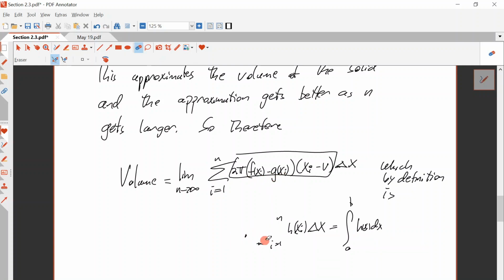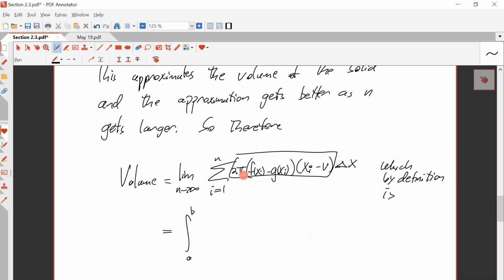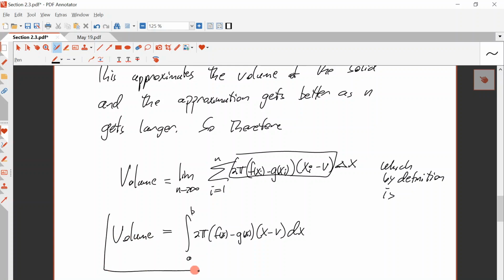Okay? So that's what we got, which by definition is equal to the integral from a to b of this function, 2 pi (f(x) minus g(x)) (x minus v) dx. So that's the shell's formula.